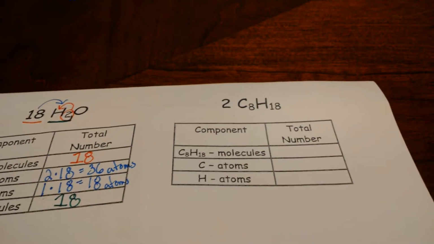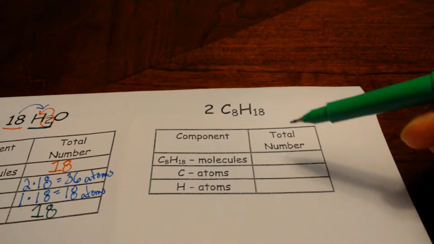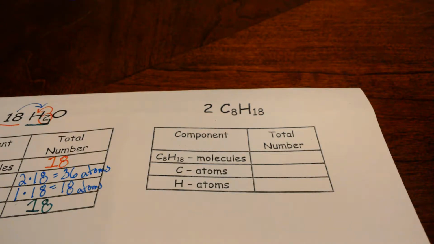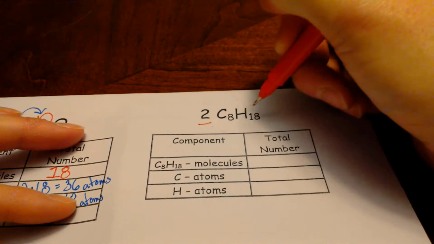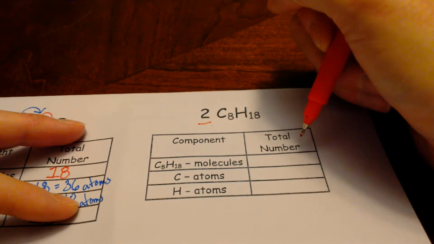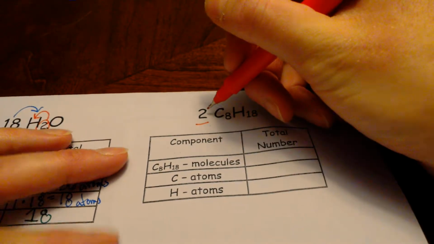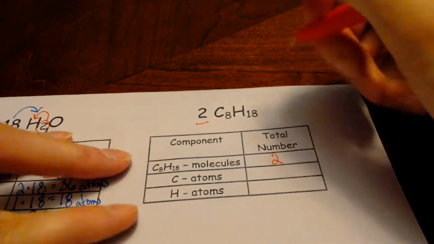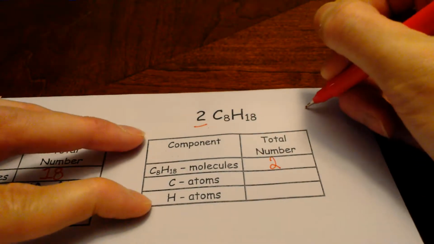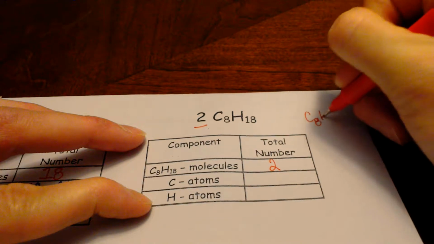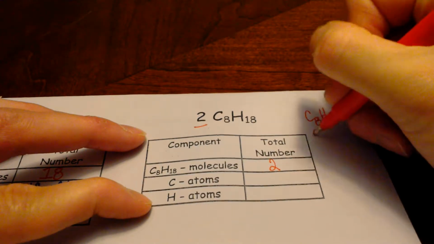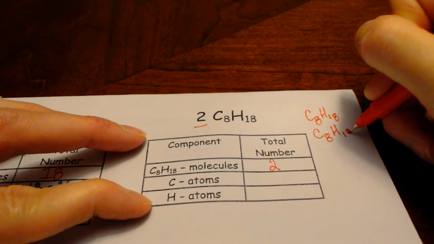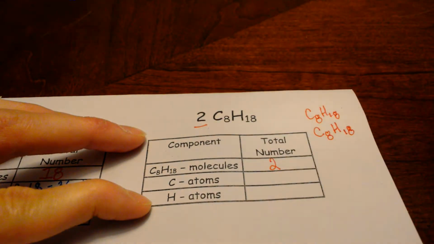Now let's look at our last problem here. We have a coefficient of 2, C8H18. In this case, that 2 means that I have 2 of these written down. Again, that's the equivalent of writing C8H18 twice. But like I said, who wants to do that when you can just put the coefficient?